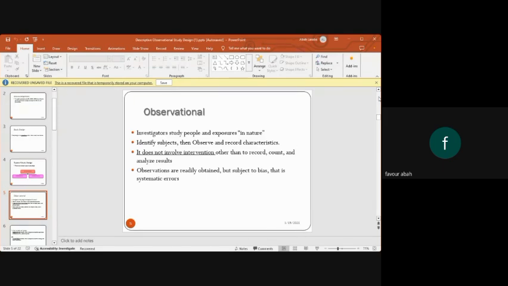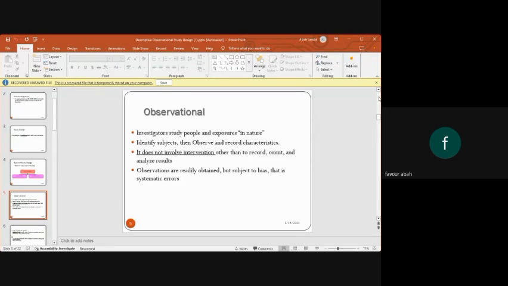You just watch them. But for the records, you have to know what they are eating and what they are taking, so that by the end of the day, you'll be able to make sense of your research. So identify subjects, then observe and record the characteristics of interest. Is it height? Is it weight? Is it blood pressure? It could be anything. You just observe and record. So it does not involve intervention. We already established this, other than to record, to count, or analyze results. So you are not intervening, you're not introducing anything, you just observe.